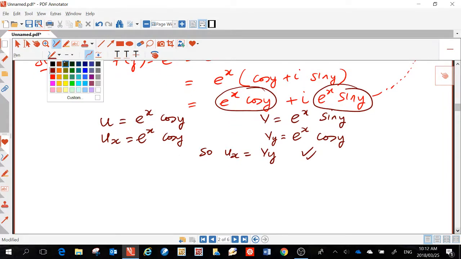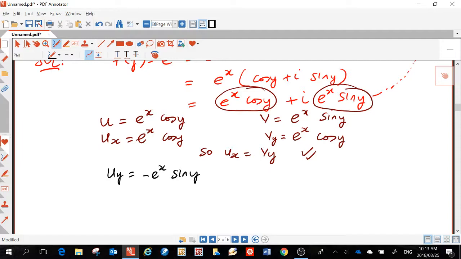Now let's check the second part of the Cauchy-Riemann equations. How about uy and vx? For uy, this time we keep the x part constant, so it will become the derivative of cos y, which is minus sine y, so it's minus e to the x sine y. And then on this side, we're going to look at vx. So vx will be equal to, now this time we keep the sine y constant, so it'll become e to the x sine y. And you can clearly see now that uy equals minus vx. So the Cauchy-Riemann equations are satisfied.